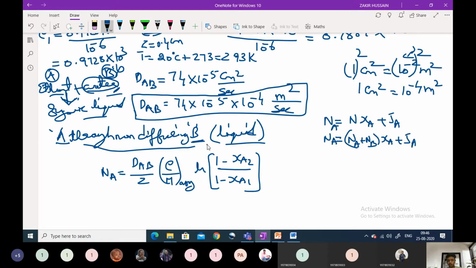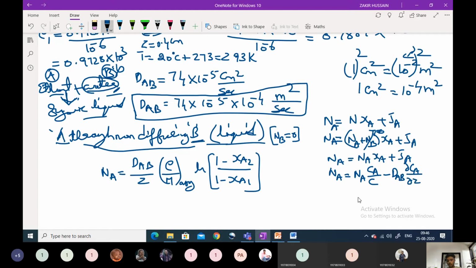So for the A through non-diffusing B case, what is the meaning of this one? Nb is equal to 0 because B is not at all diffusing. So Nb we can take as 0. So Na is equal to Na Xa plus Ja. We already have Xa, which means individual concentration by total concentration, Ca by C. So Ja we can write from Fick's first law of diffusion, which states Ja is equal to minus DAB dou Ca by dou Z.